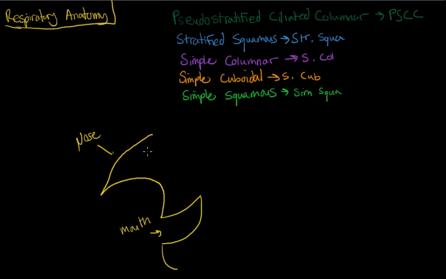Inside of your nose is your nasal cavity, and that's going to be lined with this first type of epithelium, the pseudostratified ciliated columnar, or PSCC. So I'm going to outline the inside of this like so. I'll draw the nasal cavity back here. So you can see that this nasal cavity then has this pseudostratified ciliated columnar.